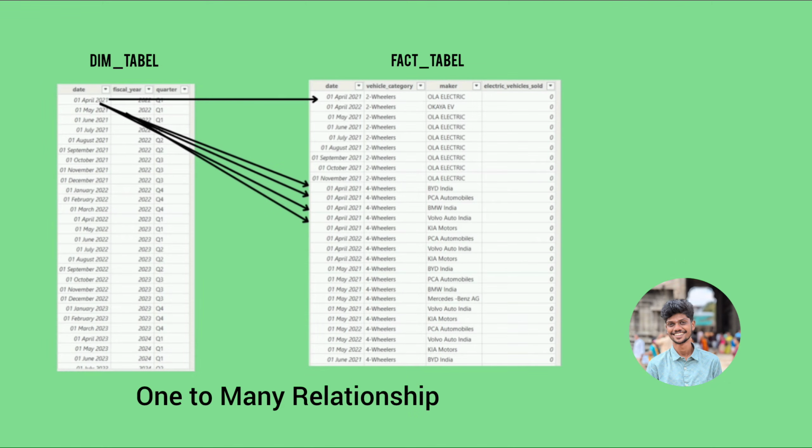One to many relationship. This is the most important relationship to understand and the one we use most often. Here is how it works. In dim date, each date appears only once, but in our sales tables, each date appears many times. So, one date in dim date maps to many rows in fact tables. That's called a one to many relationship, and that's what we want. This allows filters to flow from the date table to the fact table.